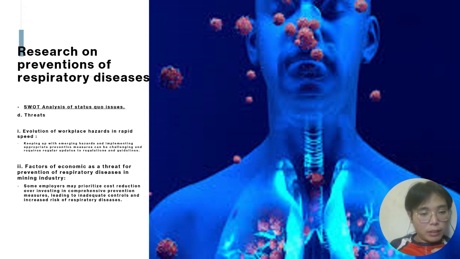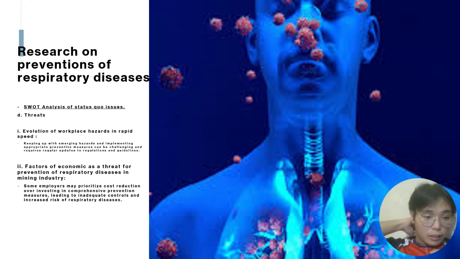Lastly will be the economic factors as a threat to the prevention of respiratory diseases in the mining industry. Although having a good ventilation system and a good mine design may seem the only way to prevent respiratory diseases, in the end all of this comes at a cost, which is unbearable for small companies and sometimes even big companies.